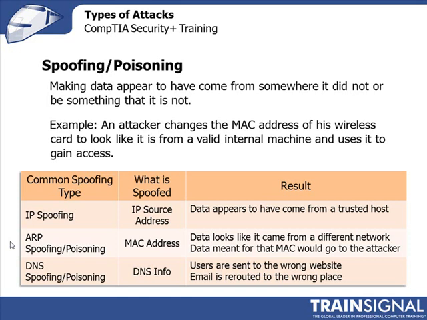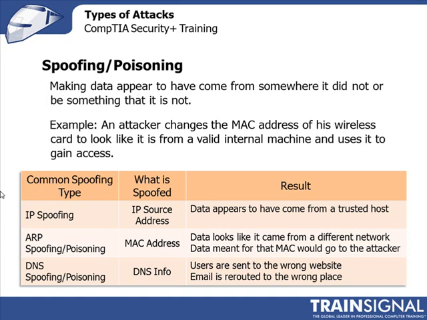But one little bit of solace, if the attacker wanted to do ARP spoofing, they would need to know a valid internal address first, something to use to spoof. They would need to know that default gateway's address. And then DNS spoofing, domain name system spoofing, is where the DNS info is faked and then users are sent to the wrong website or email is rerouted to the wrong place.